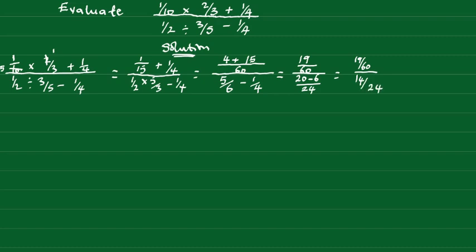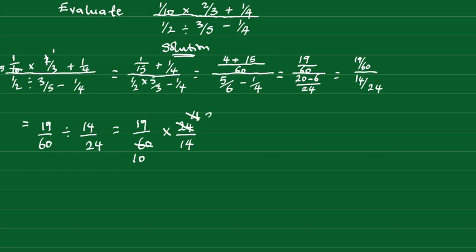Now what we have here can also be expressed as 19/60 divided by 14/24. This in turn is equal to 19/60 times 24/14. Now we'll proceed to cancel out. 24 divided by 6, we have 4. 60 divided by 6, we have 10. 4 divided by 2, we have 2.